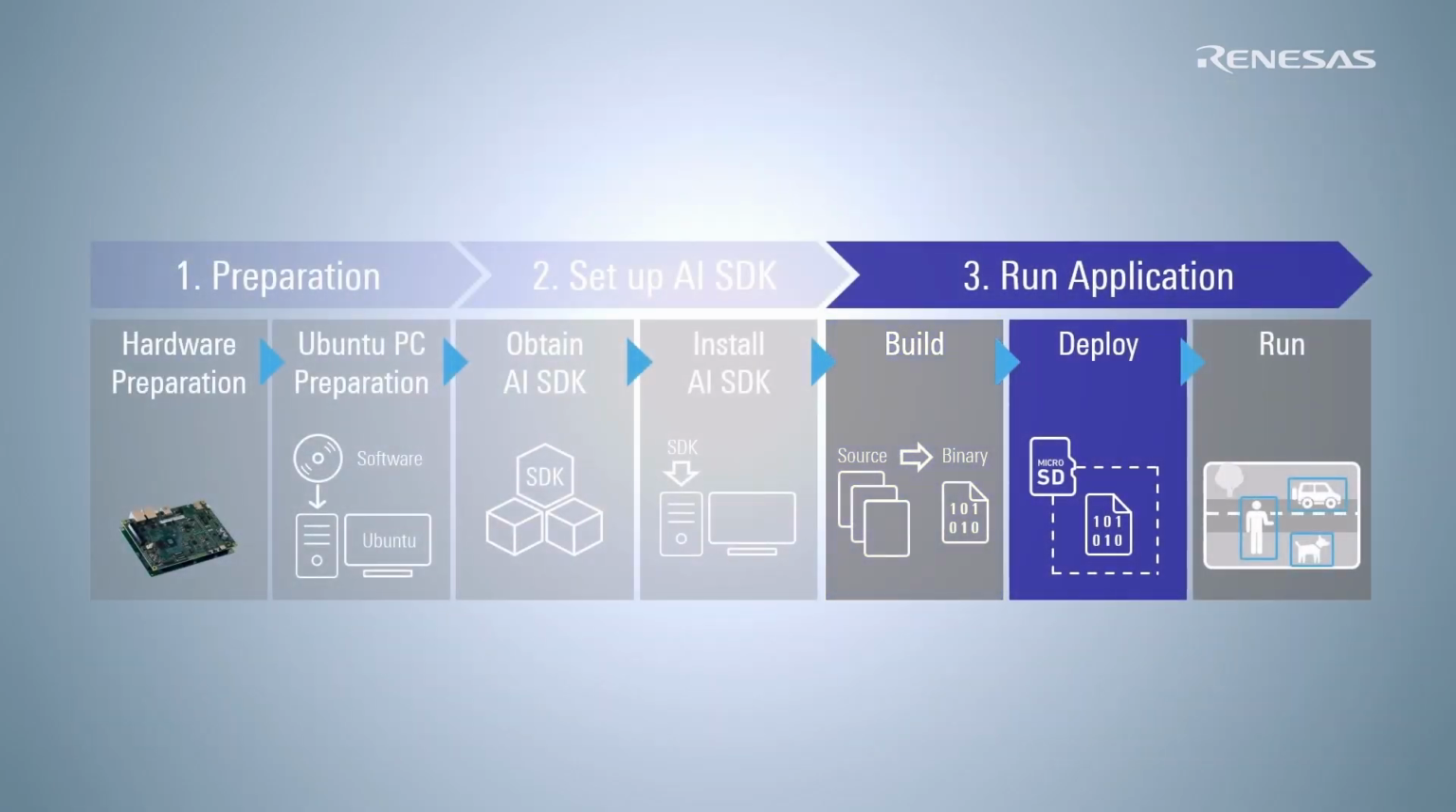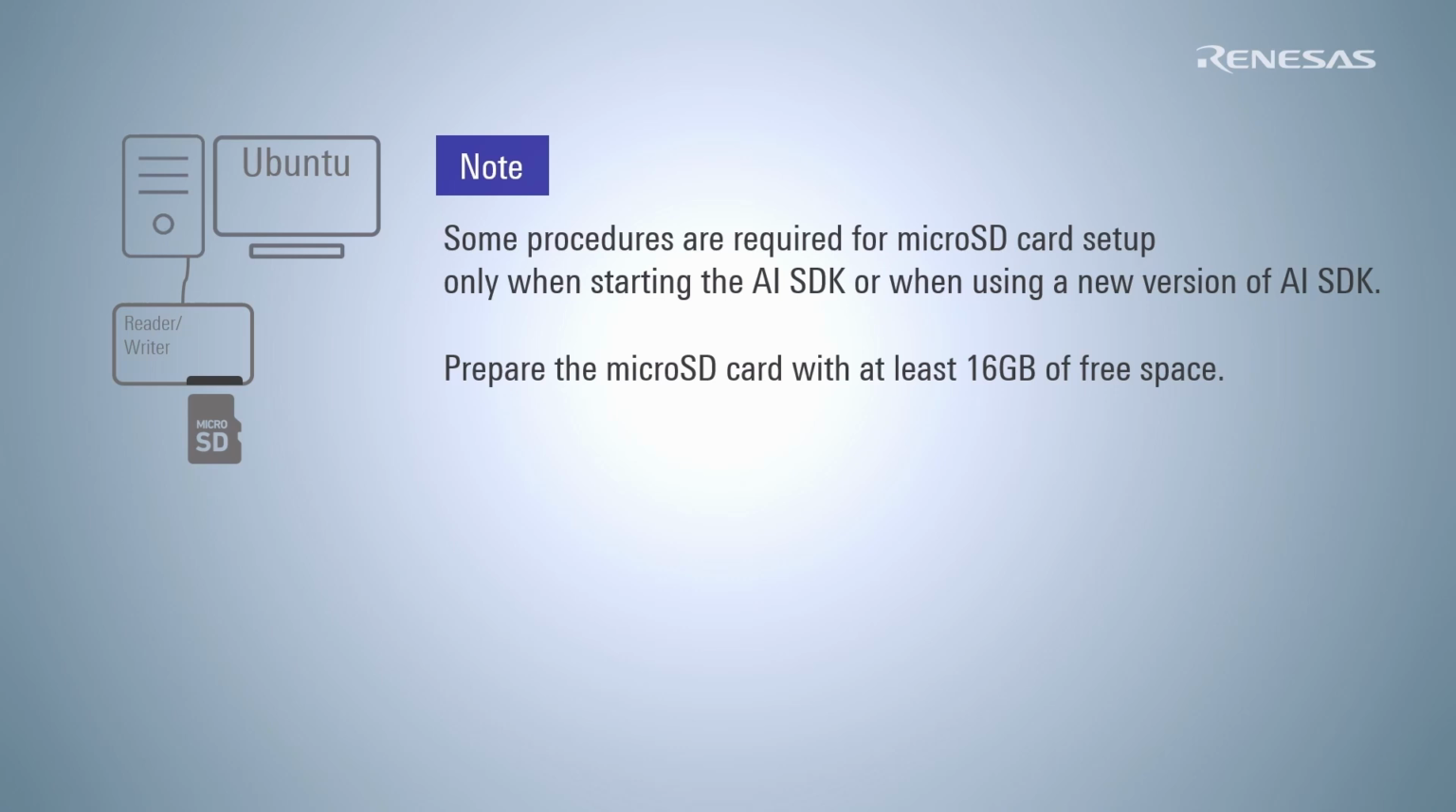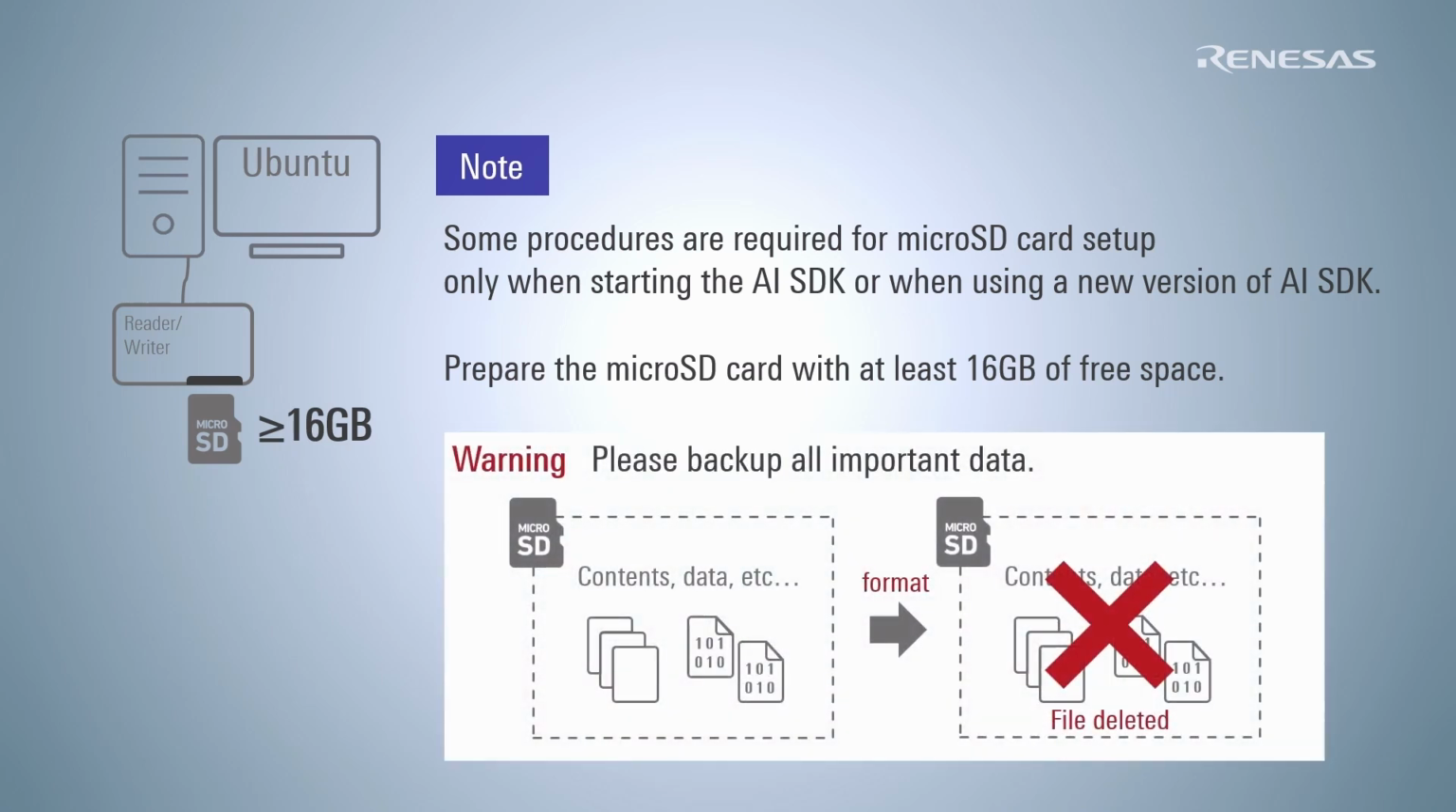Next, you need to deploy the application to the board. To deploy the application, we use the micro SD card. Before starting to set up the micro SD card, please note that some procedures are required only when you start using the AI SDK or switch to a new version of AI SDK. Regarding the micro SD card, please prepare one with at least 16 gigabytes of free space. Please note that the process explained here will erase all content stored on your micro SD card.